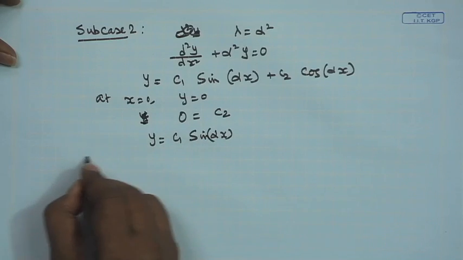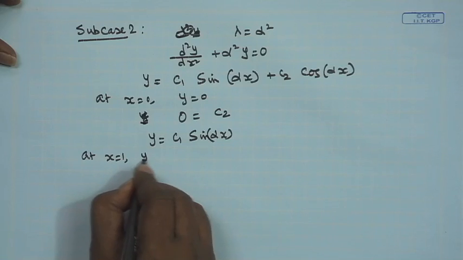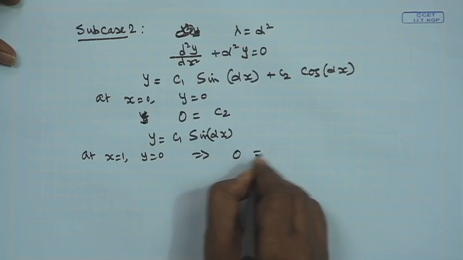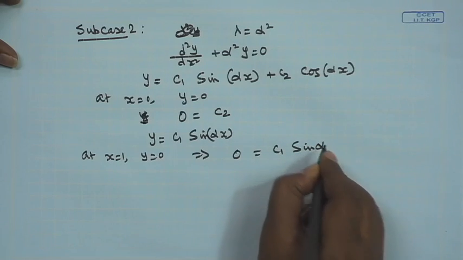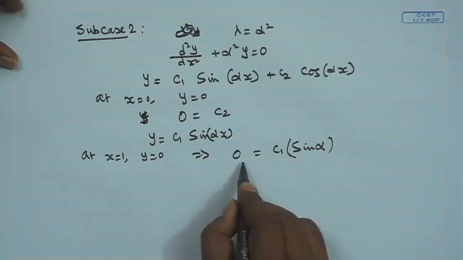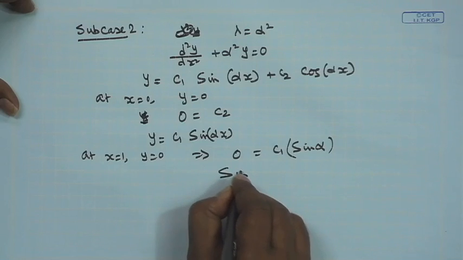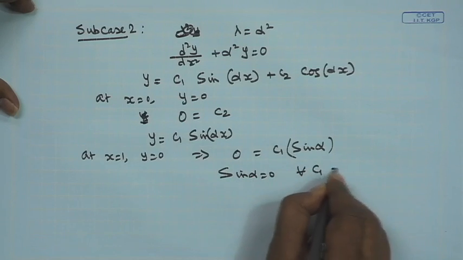Now, at x is equal to 1, put the other boundary, my y is equal to 0. So, therefore, 0 is equal to C 1 sin alpha. Now, in this particular problem, there are two options: C 1 is 0 or sin alpha is equal to 0. If C 1 is equal to 0, then again we will be getting a trivial solution that we are not looking for. So, the other option is, in order to survive the solution, C 1 has to be non-zero, therefore, sin alpha has to be equal to 0.